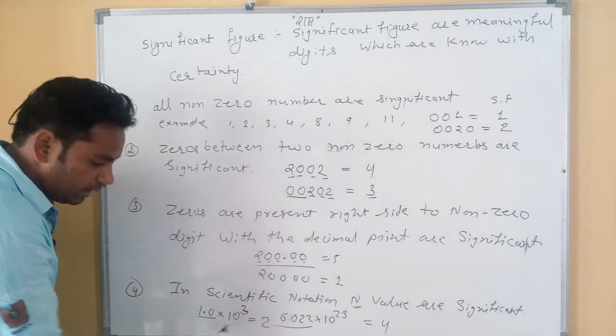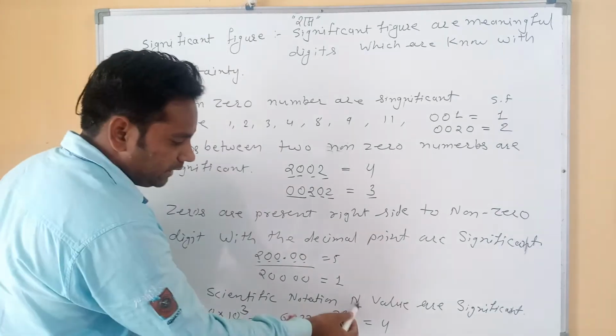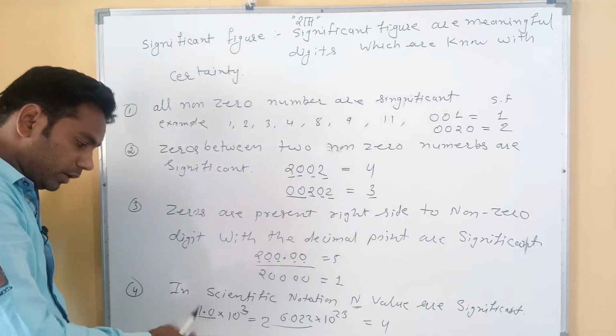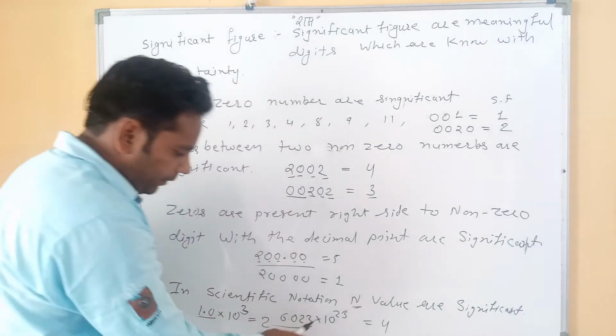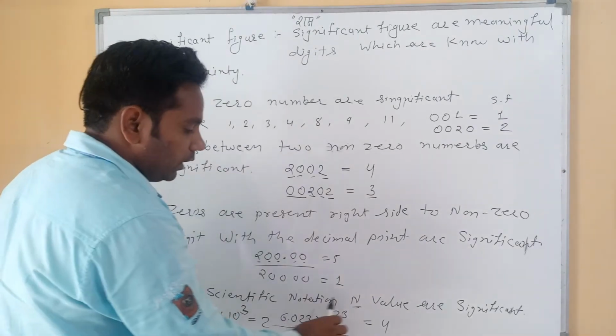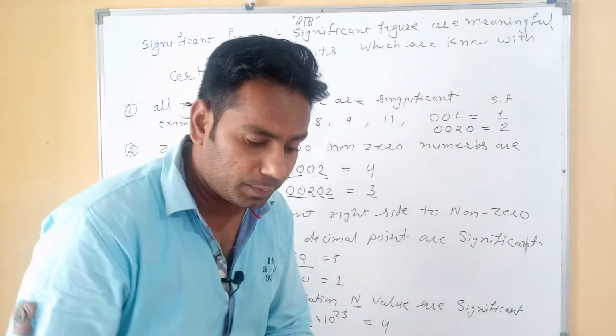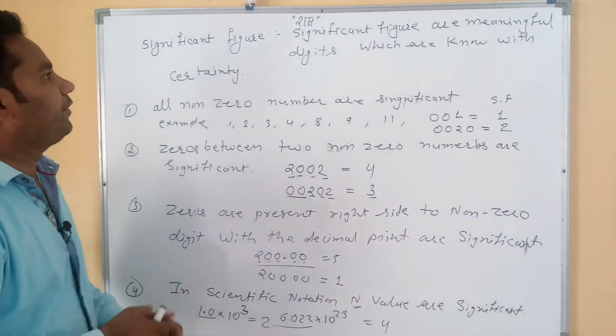Why 2 significant numbers? Because in 1.0 only 2 numbers are present in the N value, so total significant is 2. If here total 4 numbers are present, 6.022, so significant number is 4. Clear? One more time we repeat significant figure.